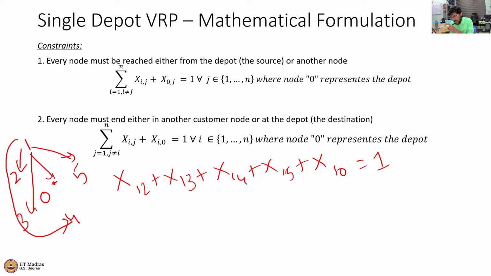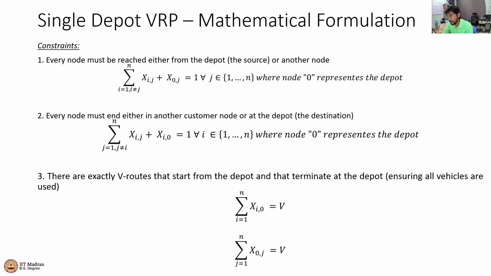If you just extend this, you will understand why it will enforce that every route starts at 0 and ends at 0. That I will leave as self work for you to explore a bit. But these two constraints will ensure that every vehicle starts at the depot and ends at the depot. Okay, so these are the first two constraints. The third constraint: if I have V vehicles, I must use all the V vehicles, right?